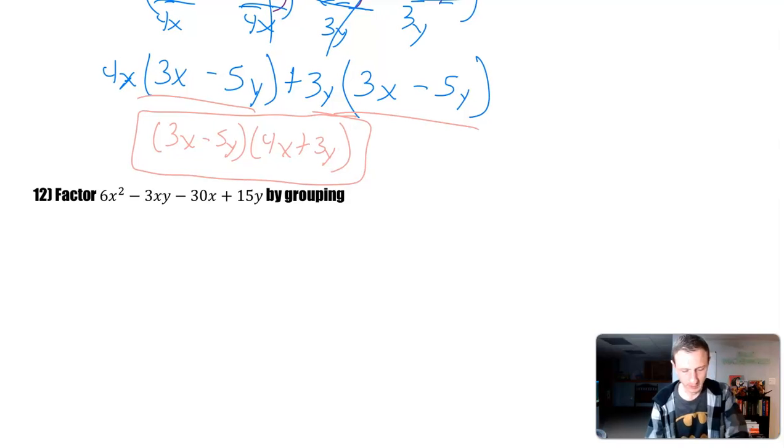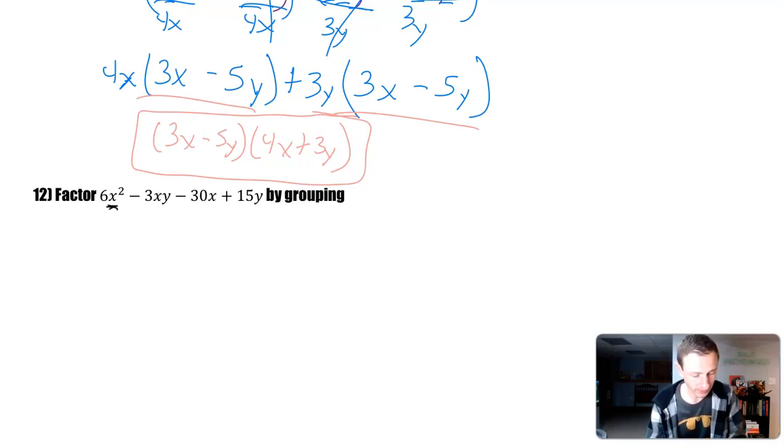Fun one there. This next one looks even better. Let's check this one out. 6x squared minus 3xy minus 30x plus 15y. So I'm thinking we could take out a 3. 3 goes into 6, 3 goes into 3, 3 goes into 30, 3 goes into 15. So I can take out a 3.